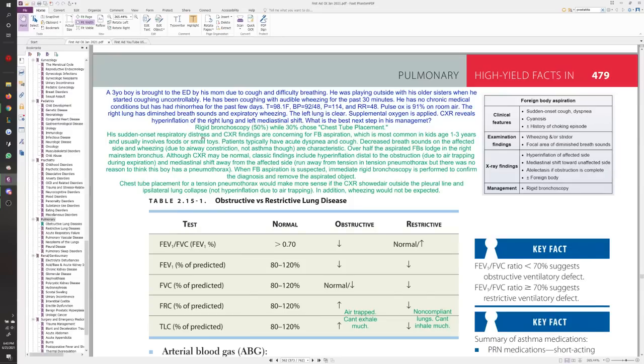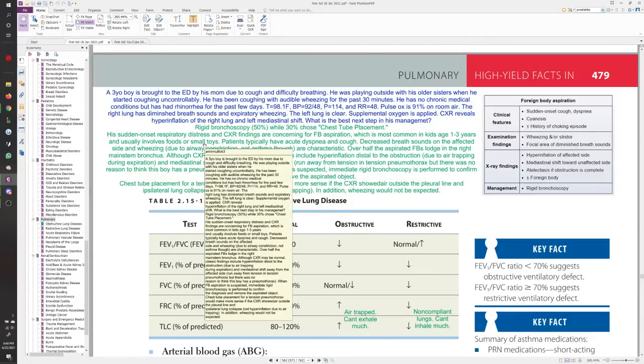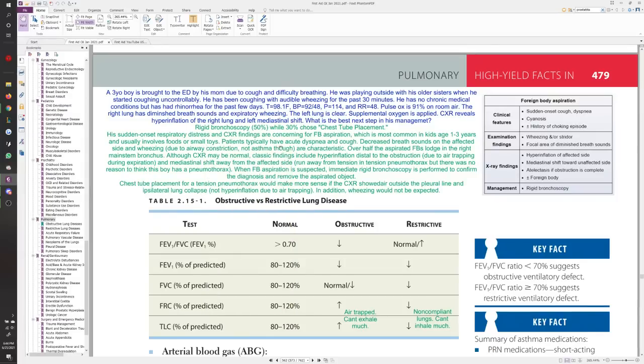His sudden onset respiratory distress and chest x-ray findings are concerning for foreign body aspiration, which is most common in kids 1 to 3 years and usually involves foods or small toys. Like it could be peanuts, or it could be a little building block, it could be anything. Patients typically have acute dyspnea and cough, decreased breath sounds on the affected side, and wheezing due to airway constriction, not asthma, right? So this question is here so that you understand that this is not sudden asthma.